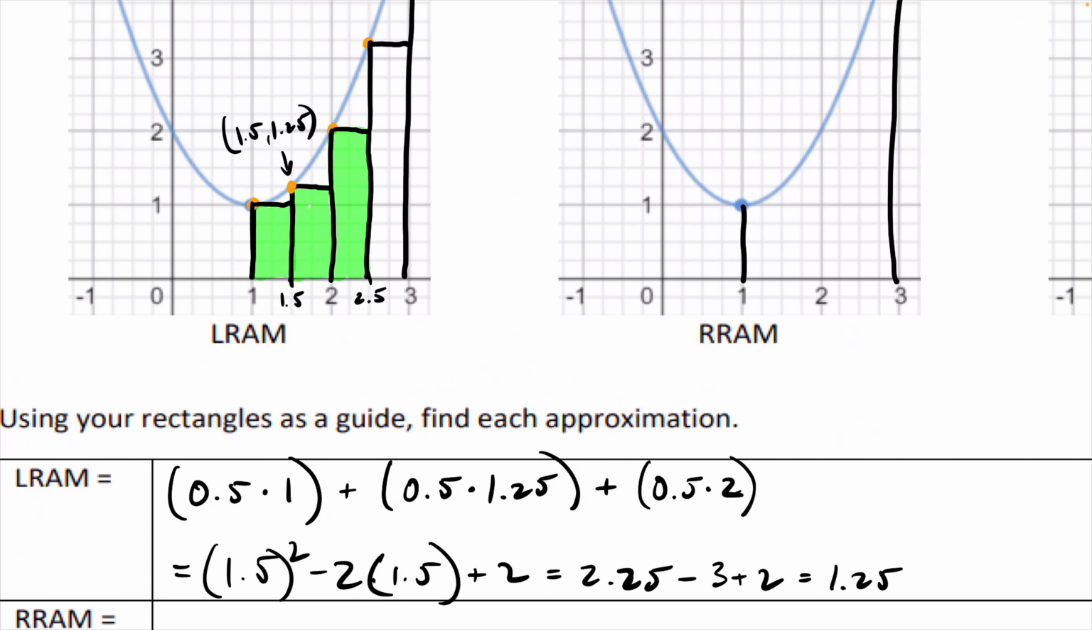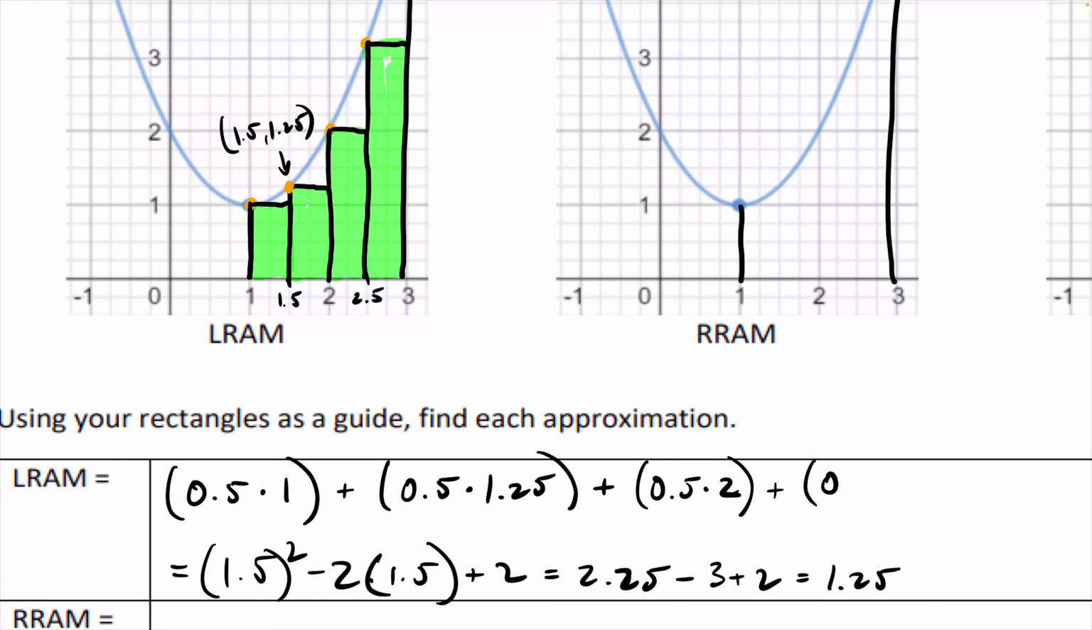Last rectangle. 0.5 times 3.25? I think it's 3.25. How can I be sure though? Plug it into the equation. Since we did it once, I won't make you do it again, but that's how you would do it. So it is 3.25.